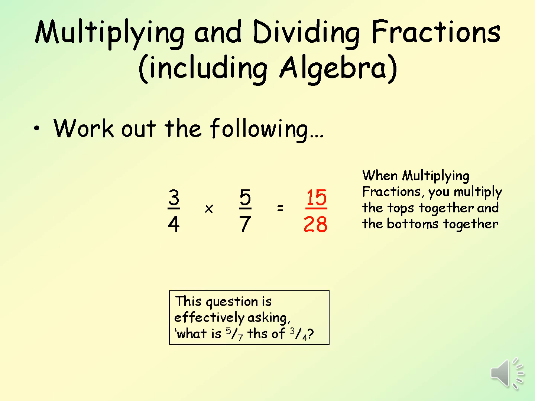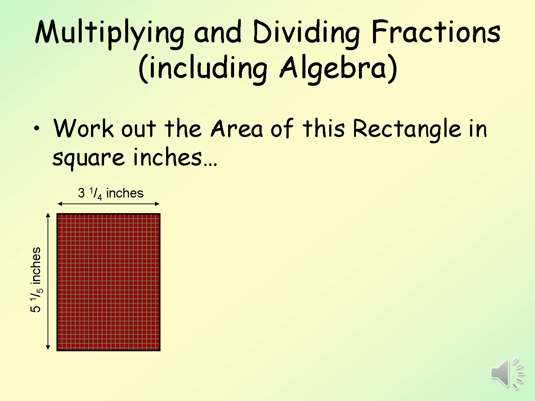So what this is saying in essence is what is 5/7 of 3/4. Okay, so we've got a bit of a practical problem here then. Work out the area of this rectangle in square inches. We are given two measurements, 3 1/4 and 5 1/5. So that is the sum.